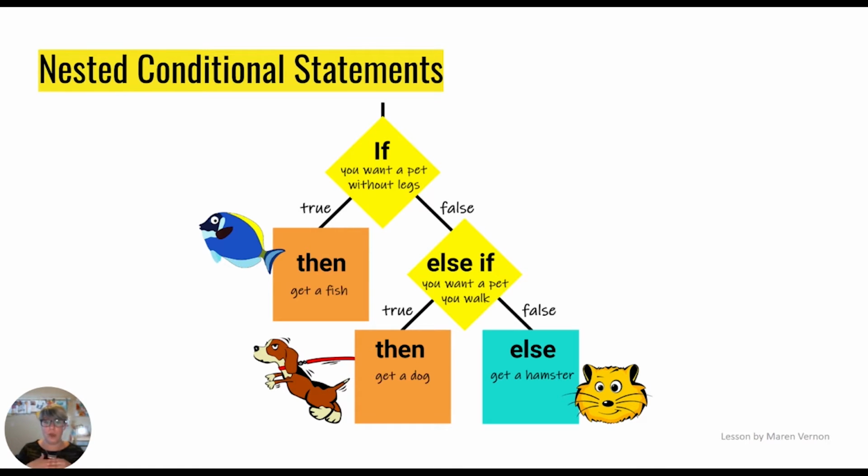decide, do we want a pet that we can walk? If we want a pet that we can walk, if that's true, get a dog. Else, if we want a pet that we don't want to walk, if that statement is false, we'll get a hamster.